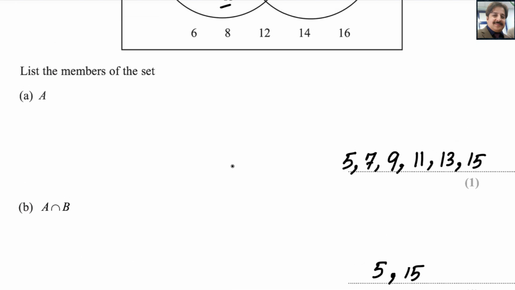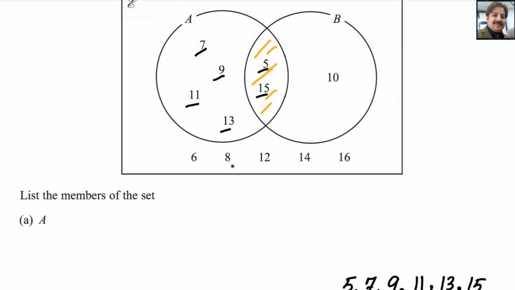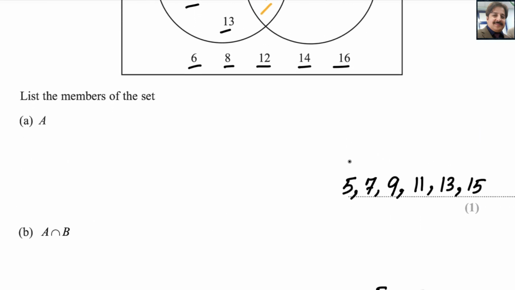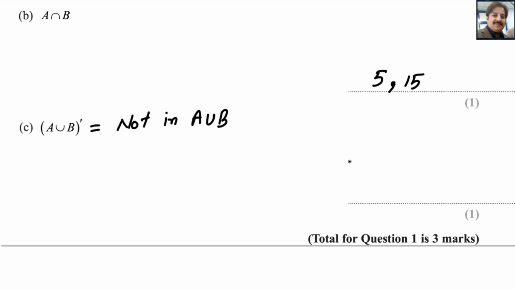So what is not in A and B? So we can write these numbers 6, 8, 12, 14, 16. So we can write directly here 6, 8, 12, 14 and 16. So question 1 is done.